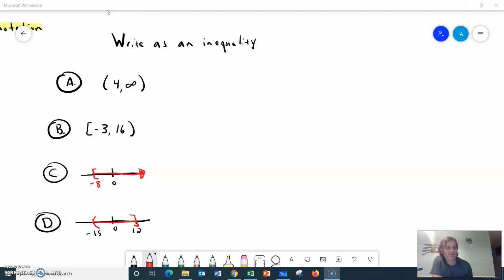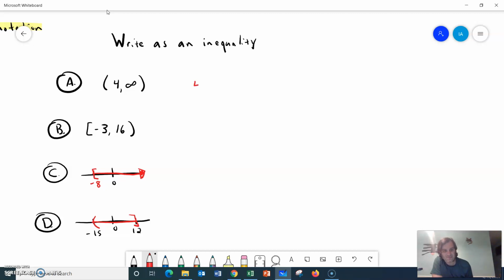So the first problem we have here is an interval notation. It says parentheses 4 to infinity parentheses. So we want to turn that into an inequality. So 4 is the small number and it goes to infinity. So we could write this two ways.